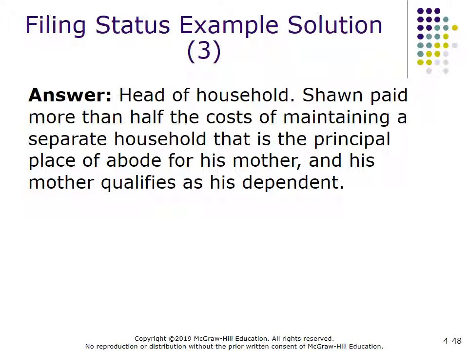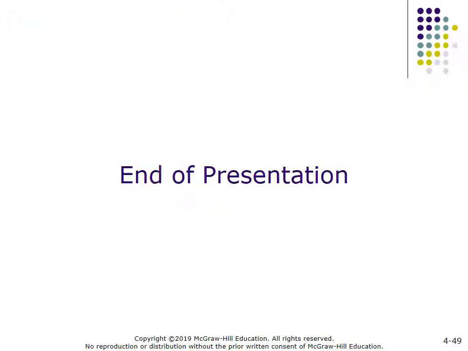Parents don't have to live with a taxpayer to qualify the taxpayer as head of household, as long as the taxpayer is maintaining the household and paid more than half the support for the separate household. The qualifying relative is a qualifying person. It's his mother, and he's unmarried. He's met head of household. This is how you have to be careful with the rules. So that ends our discussion of Chapter 4.